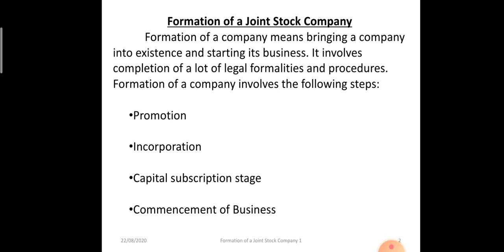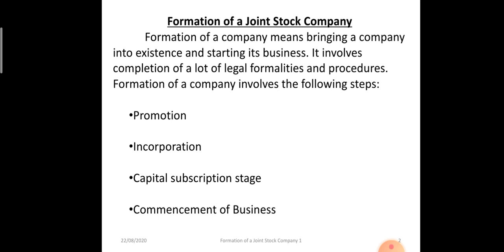Now, formation of a company means bringing the company into existence. While studying the features of the company, we have studied that the joint stock company has a separate legal entity, and it is compulsory for it to get itself registered under the Companies Act 2013 or any previous company act. And to get itself registered, a lot of legal formalities and procedures are involved.